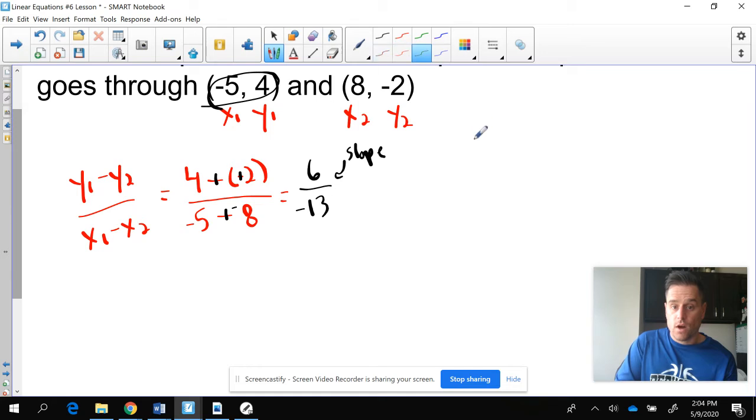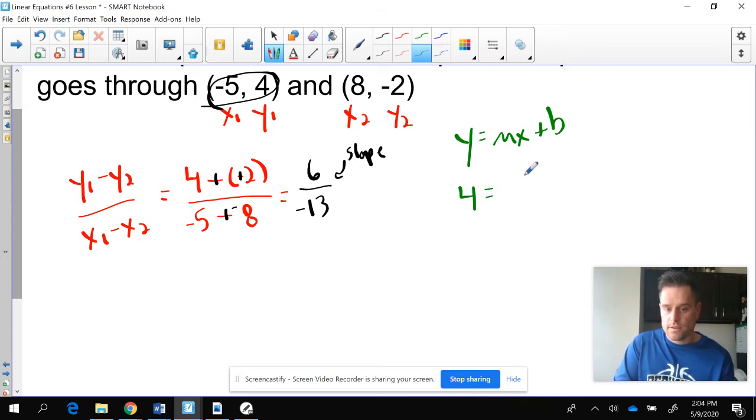So we know that y equals mx plus b. You know what? It stinks, but you're going to be able to do it. Y is 4. The slope is 6 over -13. Oh, this is going to be painful. X is -5.